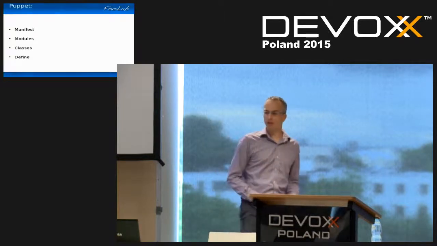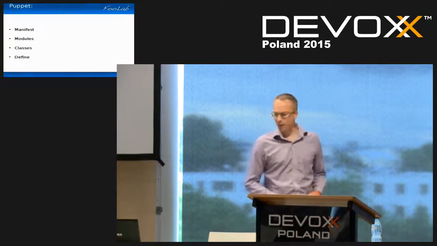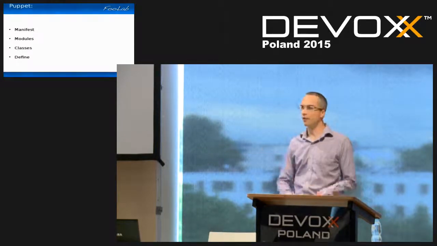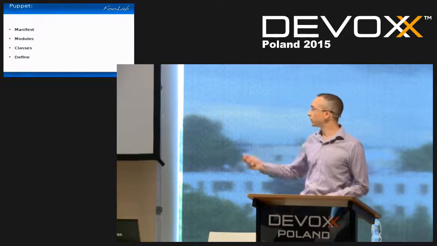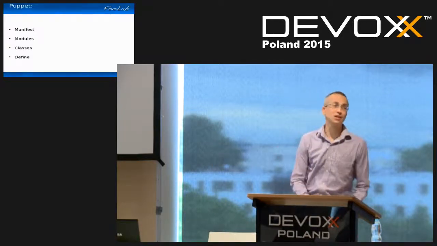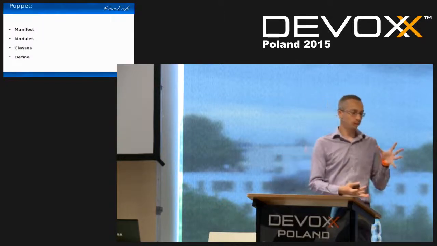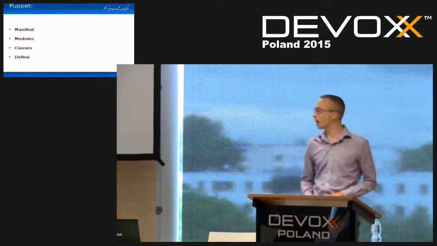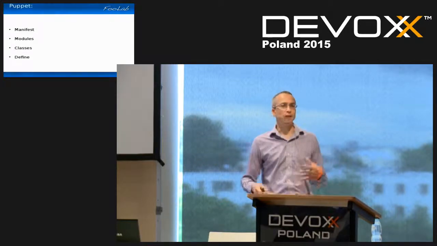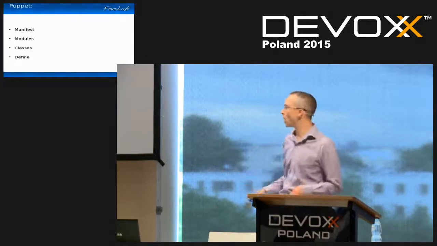Let's go over a bit of Puppet. Puppet is made out of a manifest, so we have a main manifest file that we'll see a bit later. And then you're able to create modules and classes. A class is a great way to organize your resources. And define. Defines are pretty much just like functions that you can call in all the different modules.